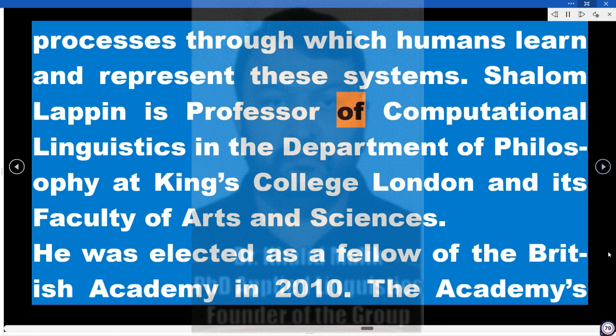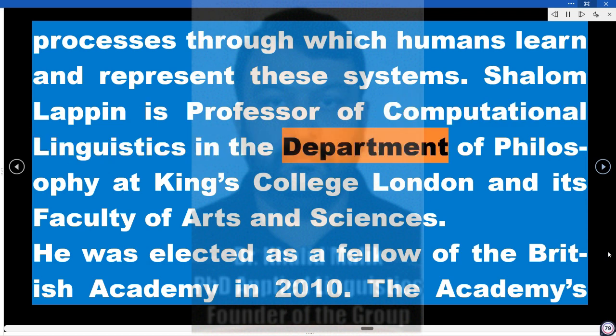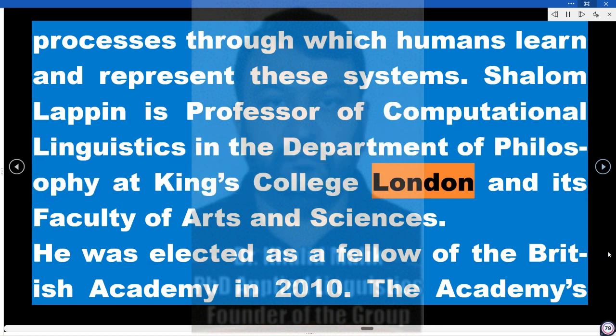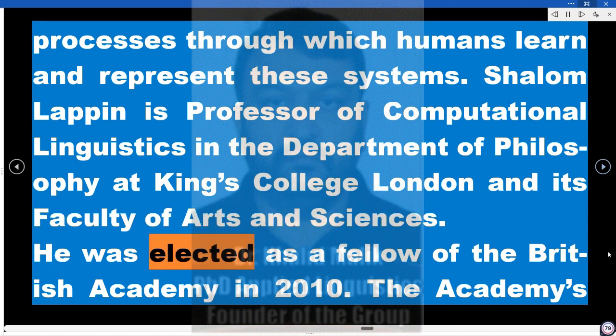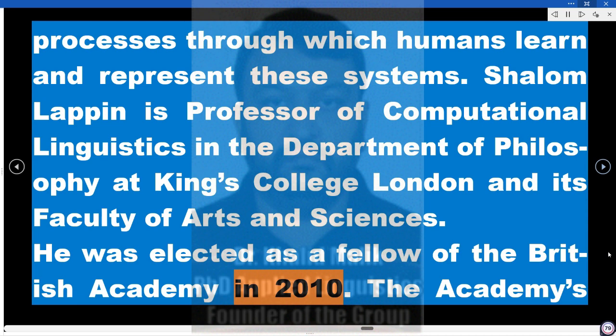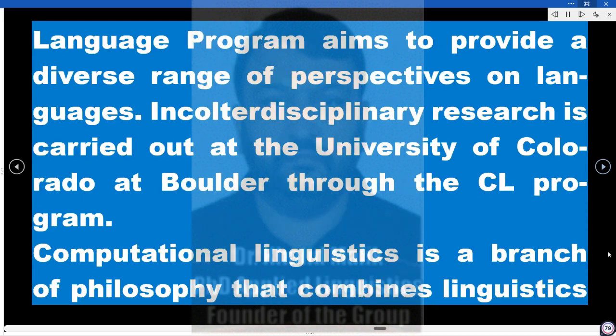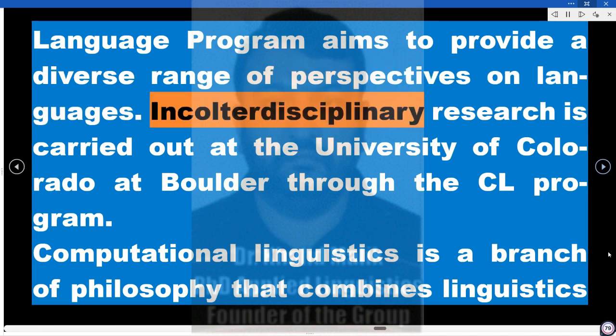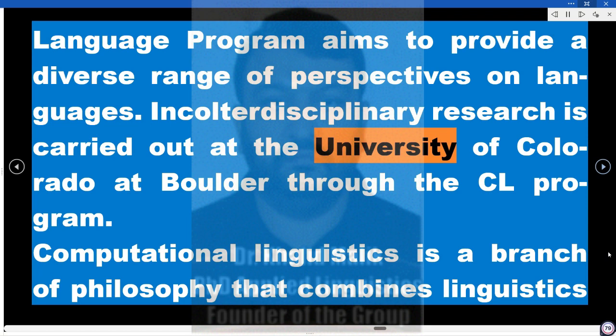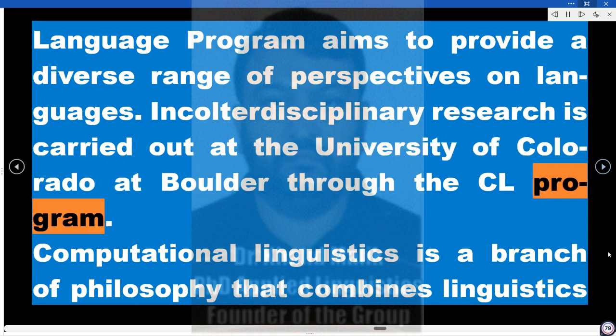Shalom Lapin is Professor of Computational Linguistics in the Department of Philosophy at King's College London, and its Faculty of Arts and Sciences. He was elected as a Fellow of the British Academy in 2010. The Academy's language program aims to provide a diverse range of perspectives on languages. Interdisciplinary research is carried out at the University of Colorado at Boulder through the CL program.